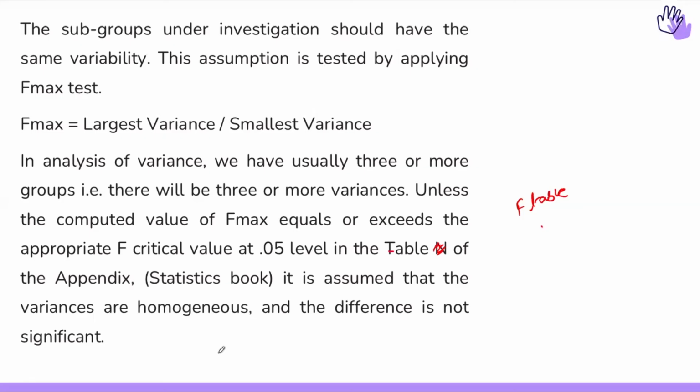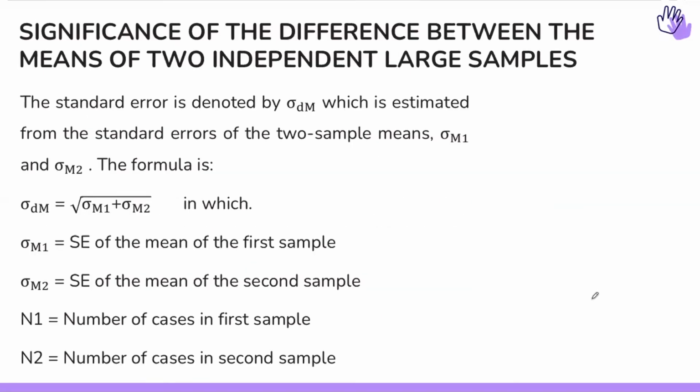Before we move further, there is a small correction here. In this formula, it is sigma square of m1 plus sigma square of m2 under the root for sigma d. Rest all the things are the same. So this was the small correction. Please note.